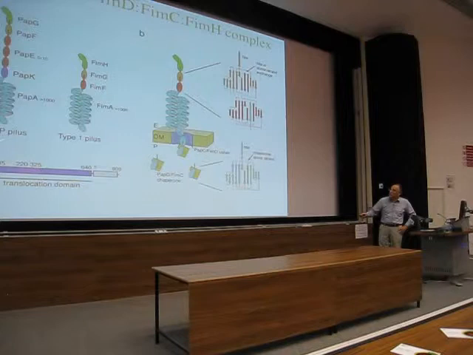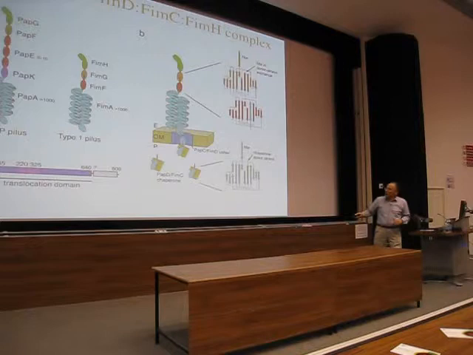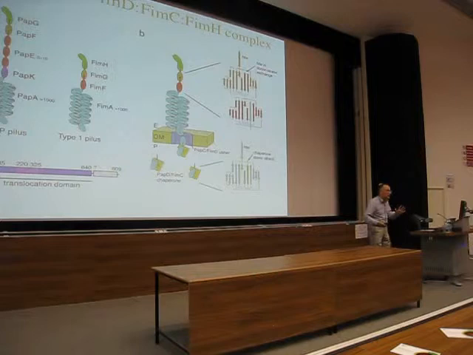Most of what I've told you about has been about these P-pili. I told you about these A, K, E, and G subunits, which are the PAP subunits of the P-pili, the pili that target E. coli to the kidney epithelium. The one that targets E. coli to the bladder is this type 1 pilus system. That is a more simplified system in the sense that it has a tip structure made of three subunits only.